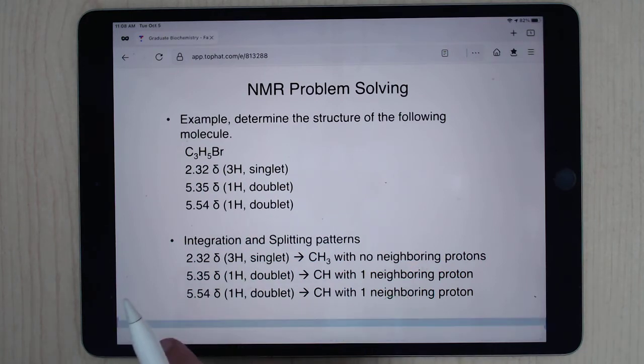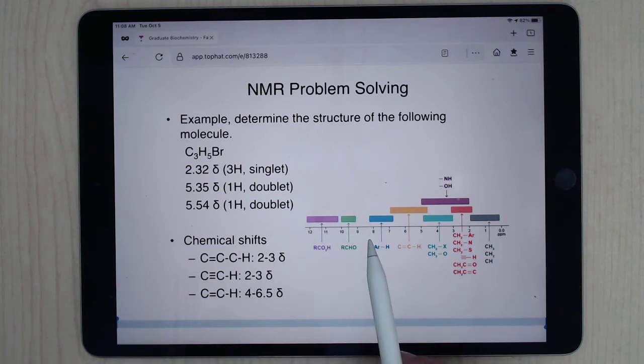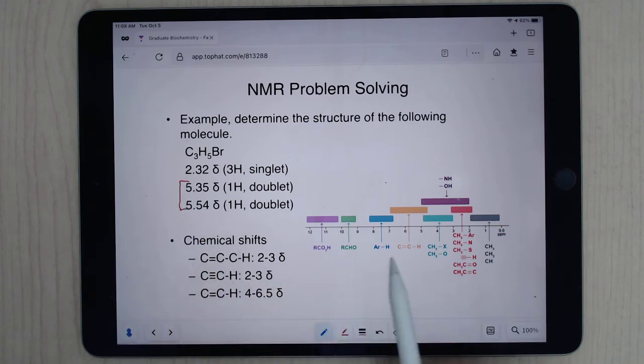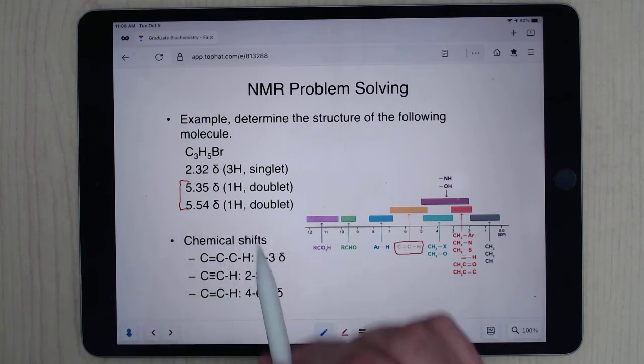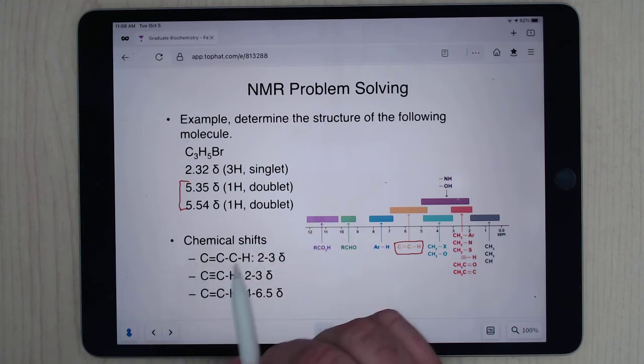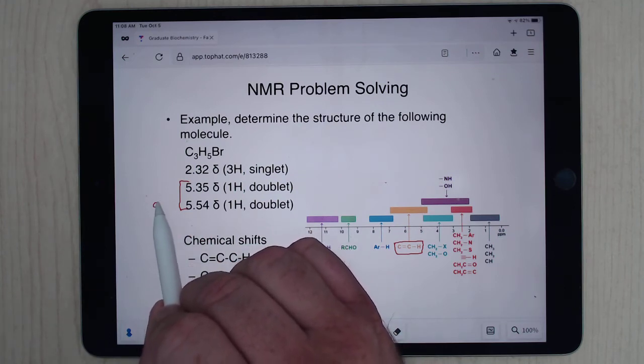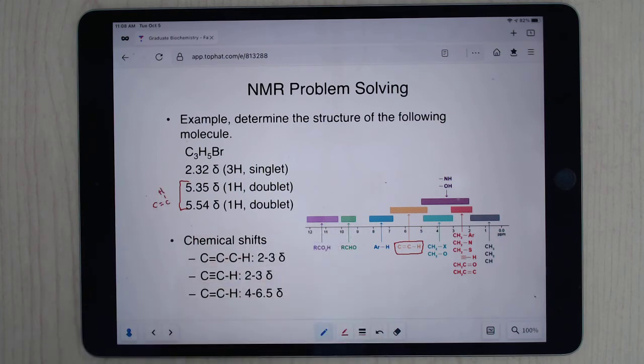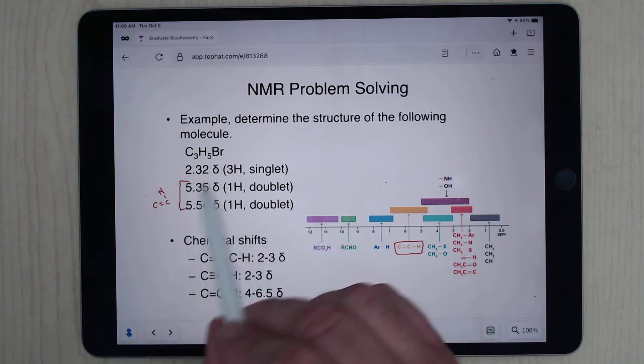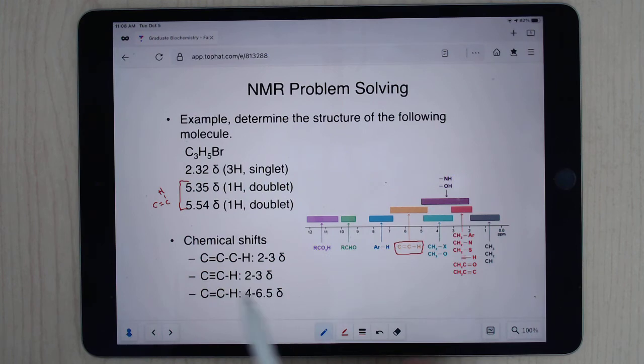So that's good. The next thing we can do is look at the chemical shifts. Now these guys here, the 5, these are pretty distinctive of this region here. That's pretty much all that's there. So that would indicate that you have a double bond and it's coming directly off of it. So that's what these guys are. They're part of this here.